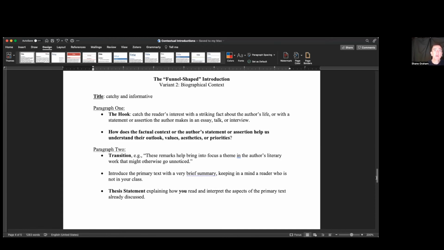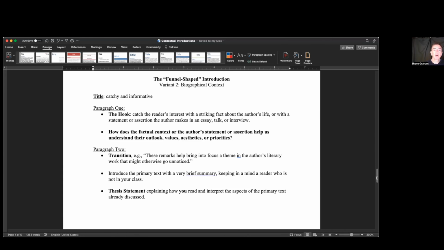That first paragraph then ends with explaining how the factual context or the statement by the author from that interview or essay can help us to understand their outlook, their values, their aesthetics, their priorities. What do we understand better about this author and their work for having read this interview or this essay by them? In the second paragraph, you make that transition into talking more specifically about the literary texts that you're going to be studying. These remarks help bring into focus a theme in the author's literary work that might otherwise go unnoticed.